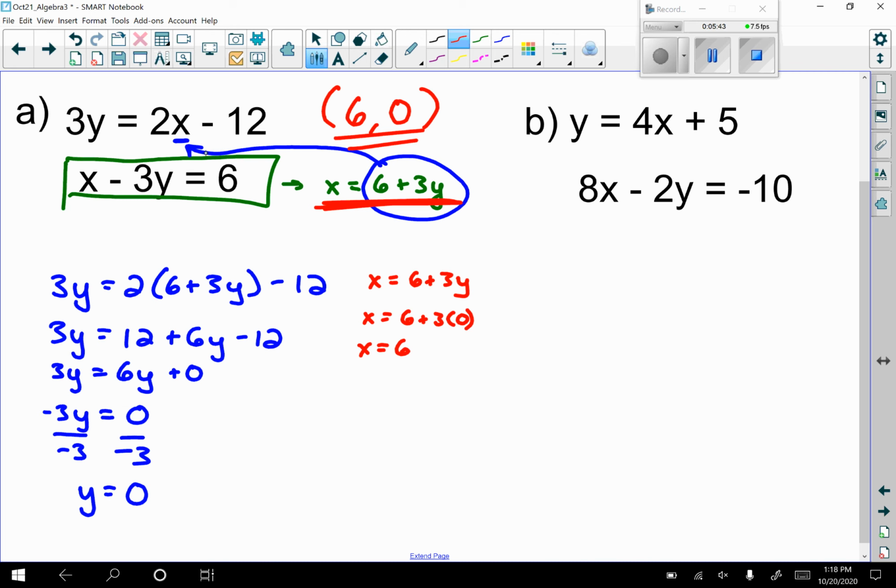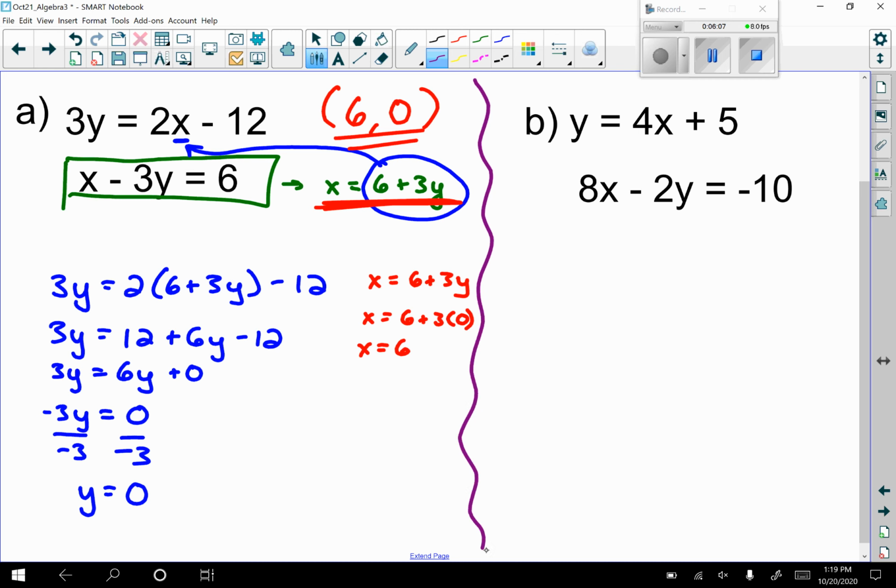And if I were to check it in both of these, real quick, 3 times 0 is 0, and then 2 times 6 is 12. 12 minus 12 is 0, so definitely checks in the first equation. In the second one, I'm going to get 6 minus 3 times 0, so that's 6 minus 0 is 6. So my solution does satisfy both equations.